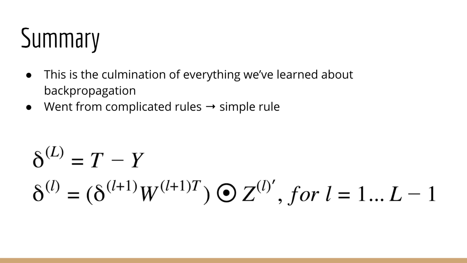And so now you know why this algorithm is called backpropagation. It's because we worked backwards by finding the delta at each layer in terms of the delta at the layer ahead of it, and then multiply by that layer's input to get the gradient.